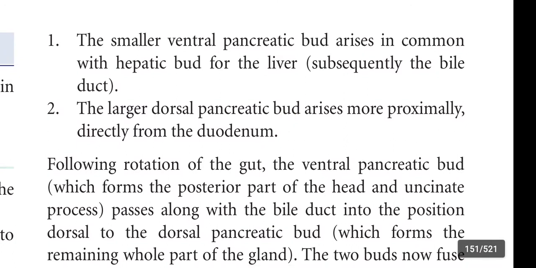The smaller ventral pancreatic bud arises in common with hepatic bud for the liver, subsequently the bile duct. The larger dorsal pancreatic bud arises more proximally directly from the duodenum.